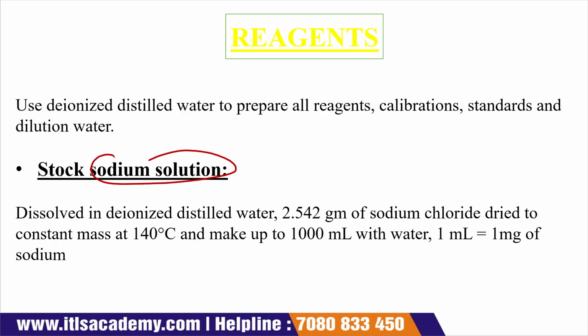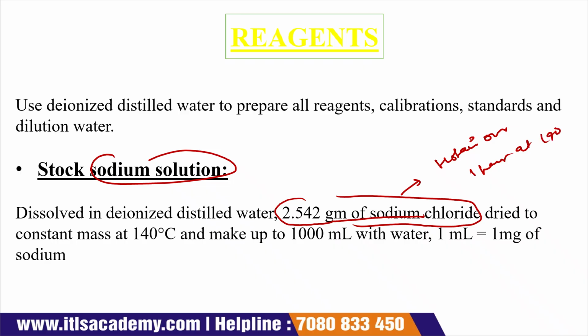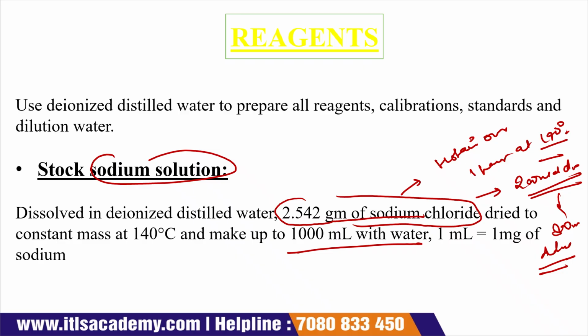For this, we take 2.542 gram of sodium chloride, and it should be dried in a hot air oven for 1 hour at 140 degrees Celsius. After that, we dissolve it in 200 ml of deionized distilled water. When it is completely dissolved, we add the remaining 800 ml of deionized distilled water and make up 1000 ml. Here 1 ml is equal to 1 milligram of sodium. This is how we prepare the stock of the sodium solution.